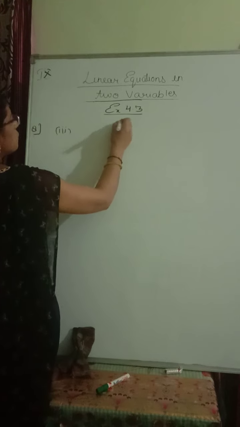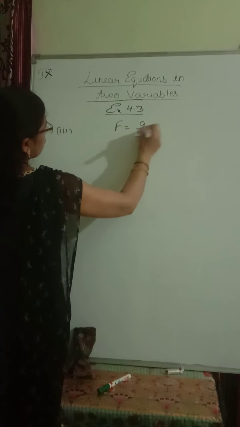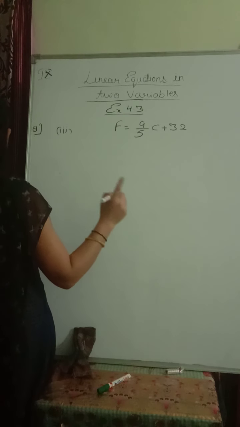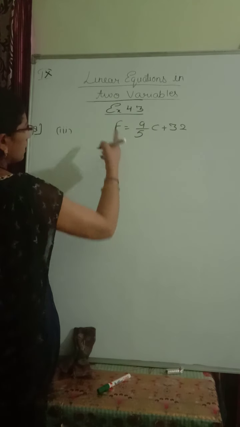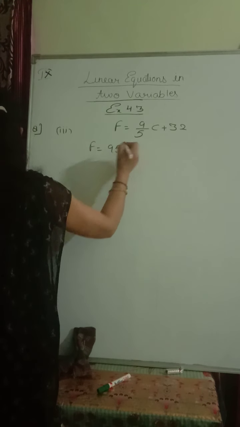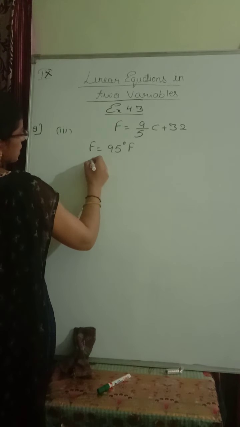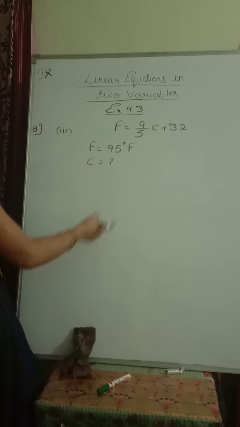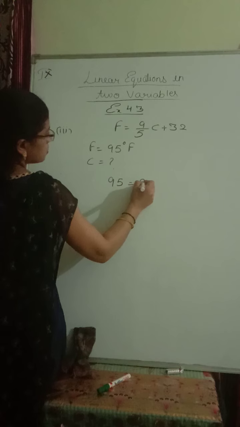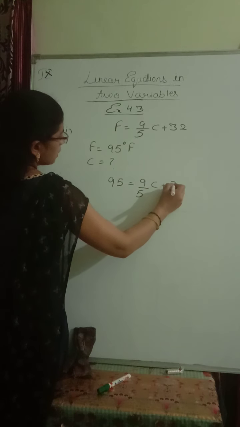So the equation was F = 9/5 C + 32. Third part: if the temperature is 95 degrees Fahrenheit, what is the temperature in degrees Celsius? You have to find it in degrees Celsius. Substitute this value in the place of F. Put 95 = 9/5 C + 32.